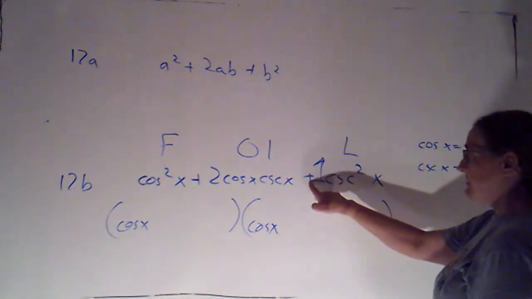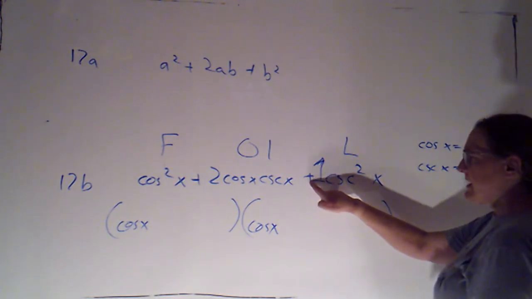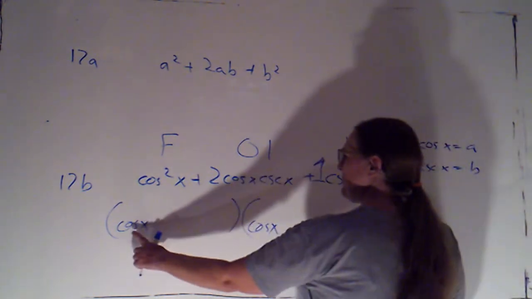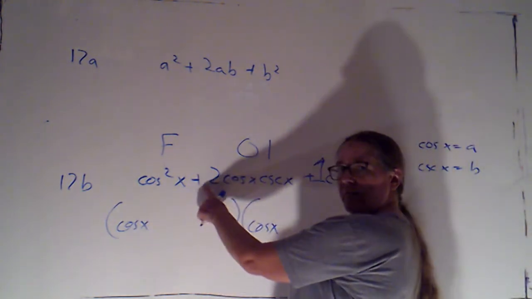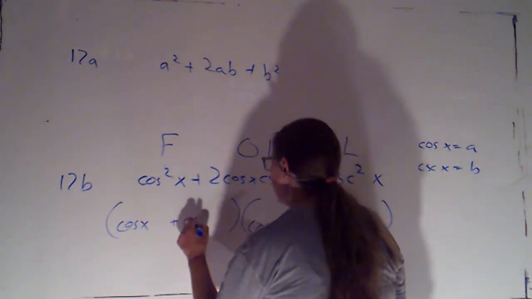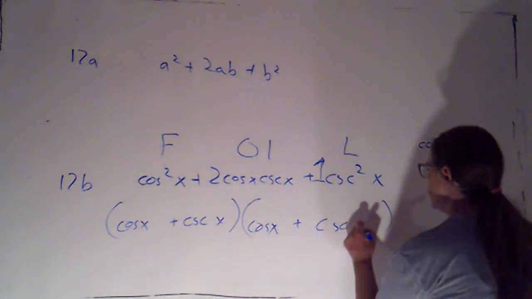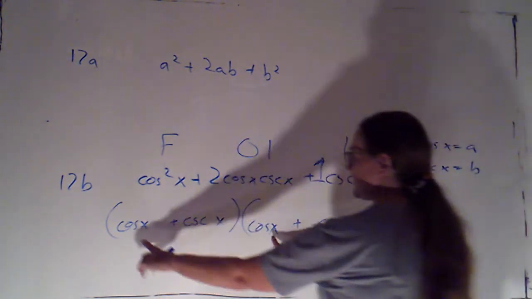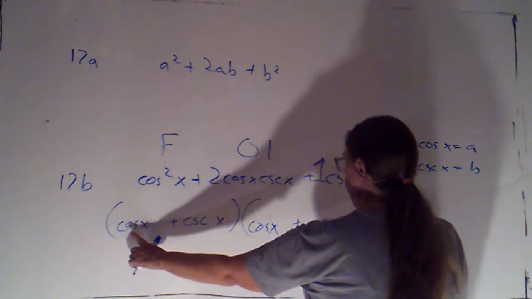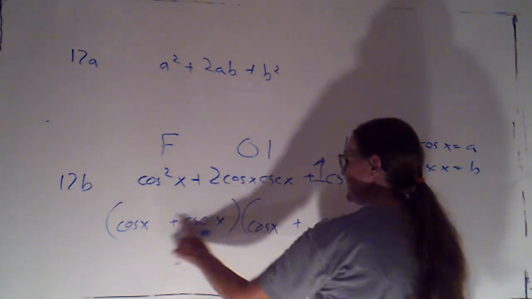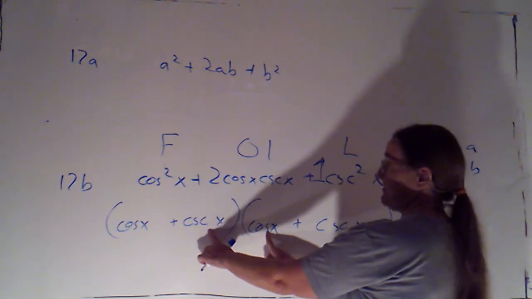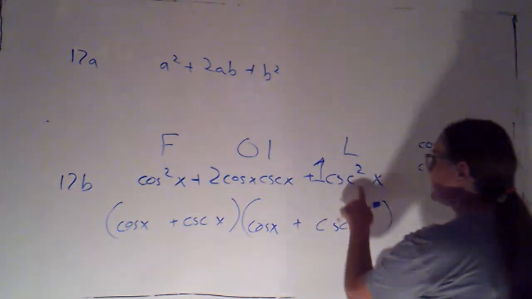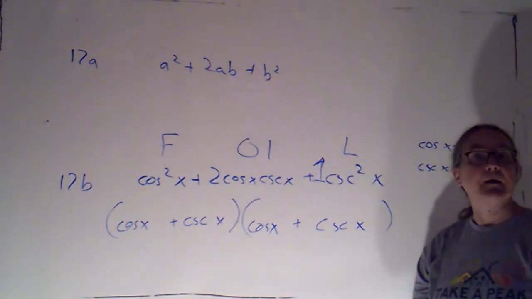They've got to be the same sign to make this positive. And then they could both be positive or they could both be negative. But if they were negative, that would make my outsides and my insides negative. And I want to end up with a positive. So I'm thinking just one copy of cosecant x in both places. Let's see. Cosine squared. Outsides are cosine times cosecant. Insides are cosine times cosecant. That gives me 2 copies of cosine times cosecant. And then last terms, cosecant squared.